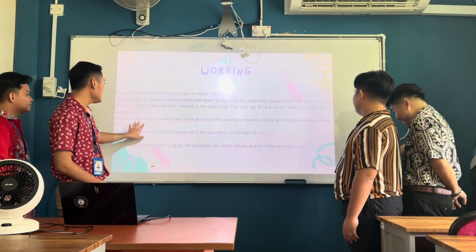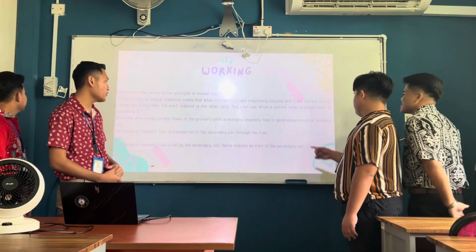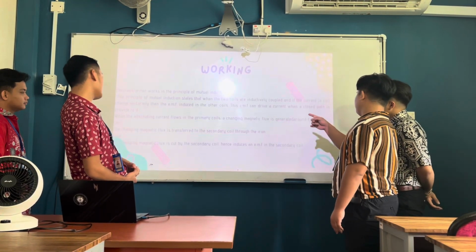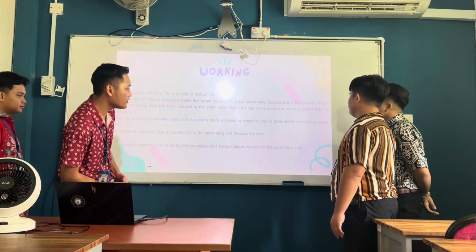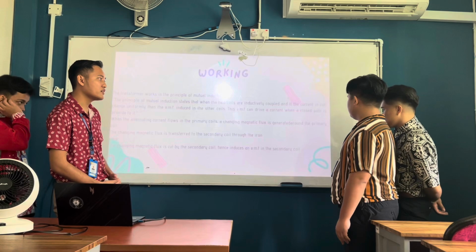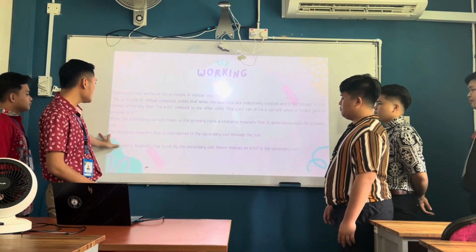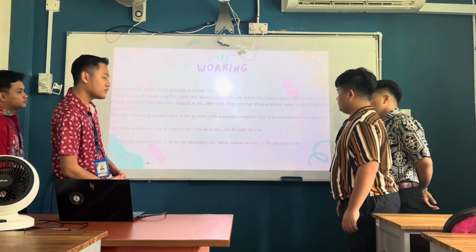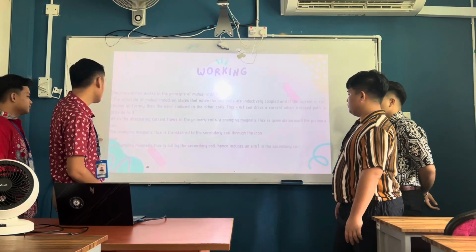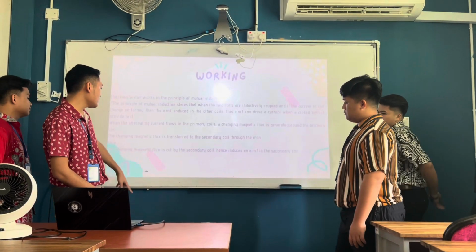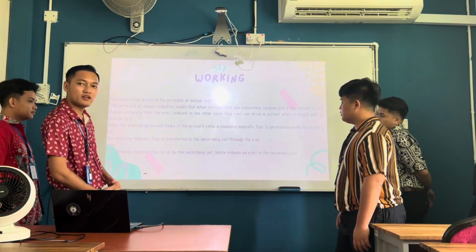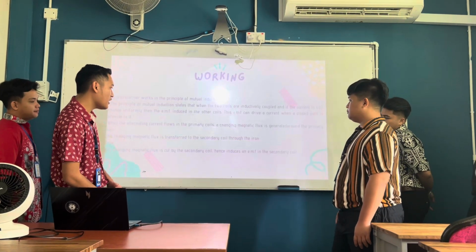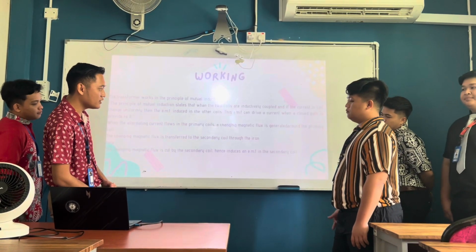When alternating current flows in the primary coil, a changing magnetic flux is generated around the primary core. The changing magnetic flux is transferred to the secondary core through the iron core. The changing magnetic flux is cut by the secondary core and induces an EMF in the secondary core.